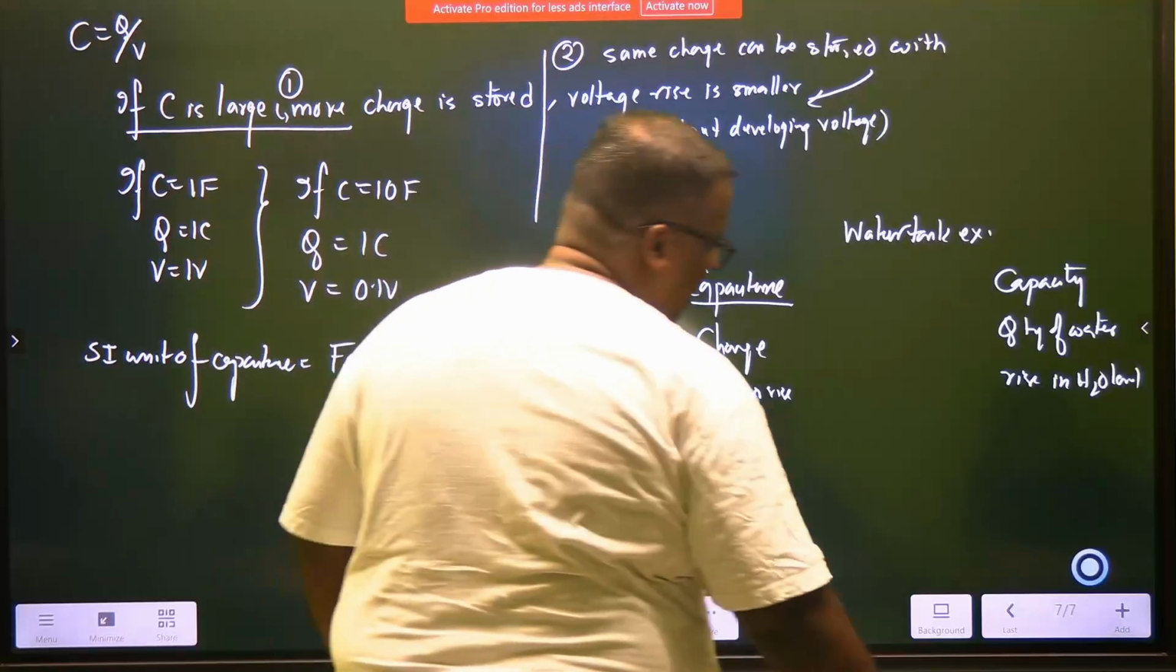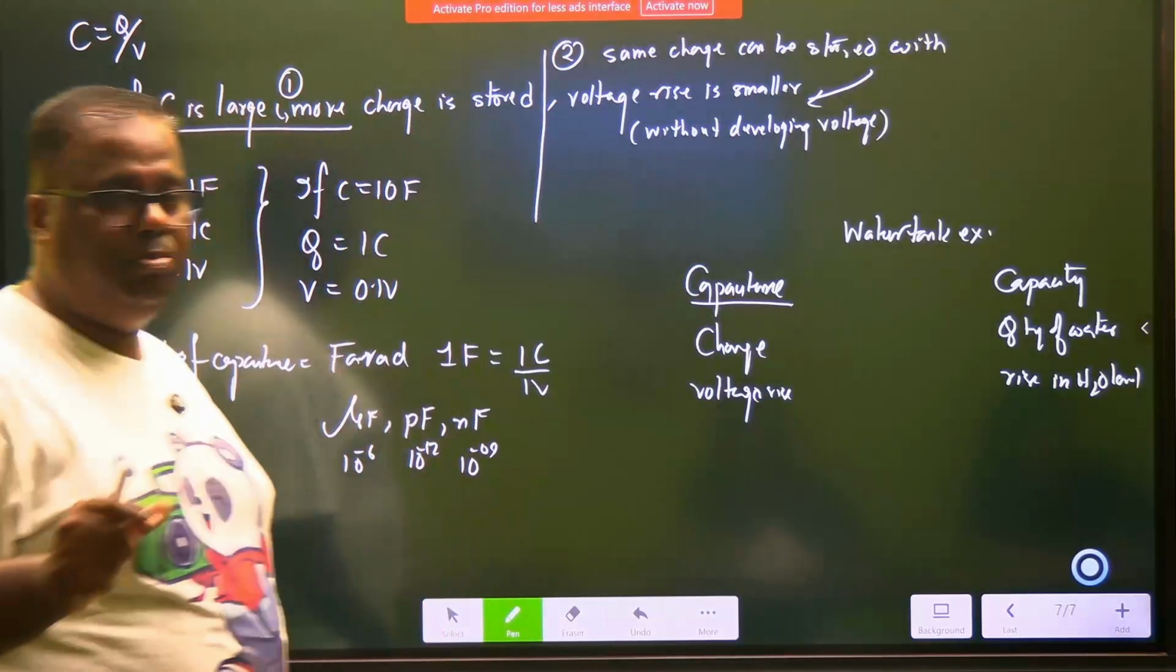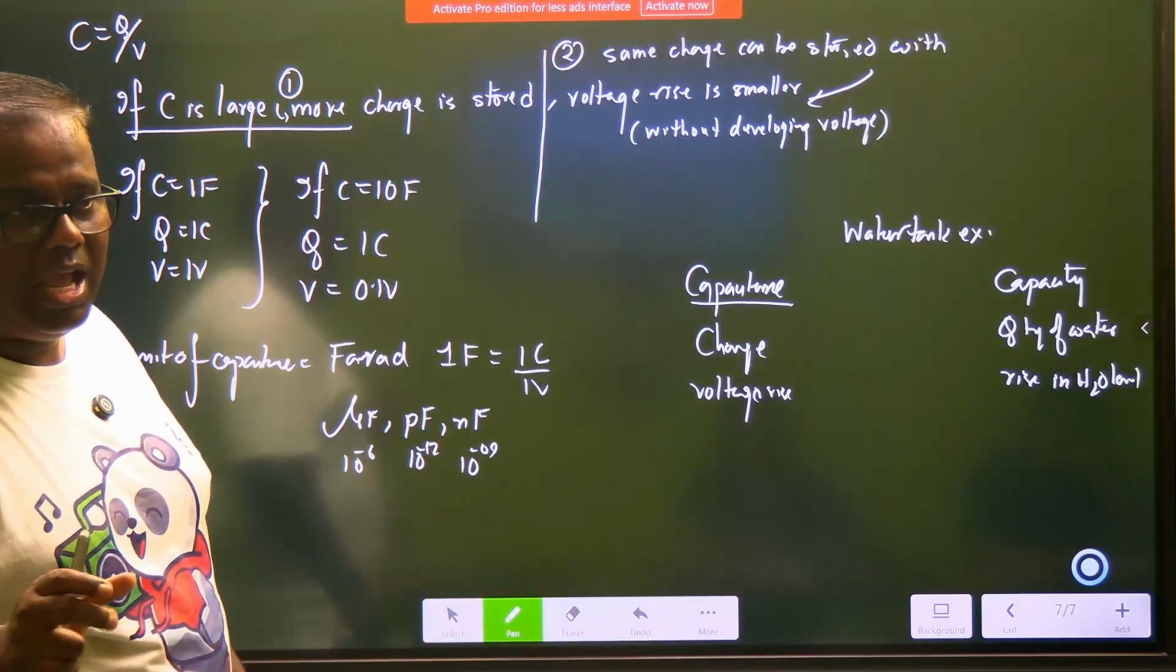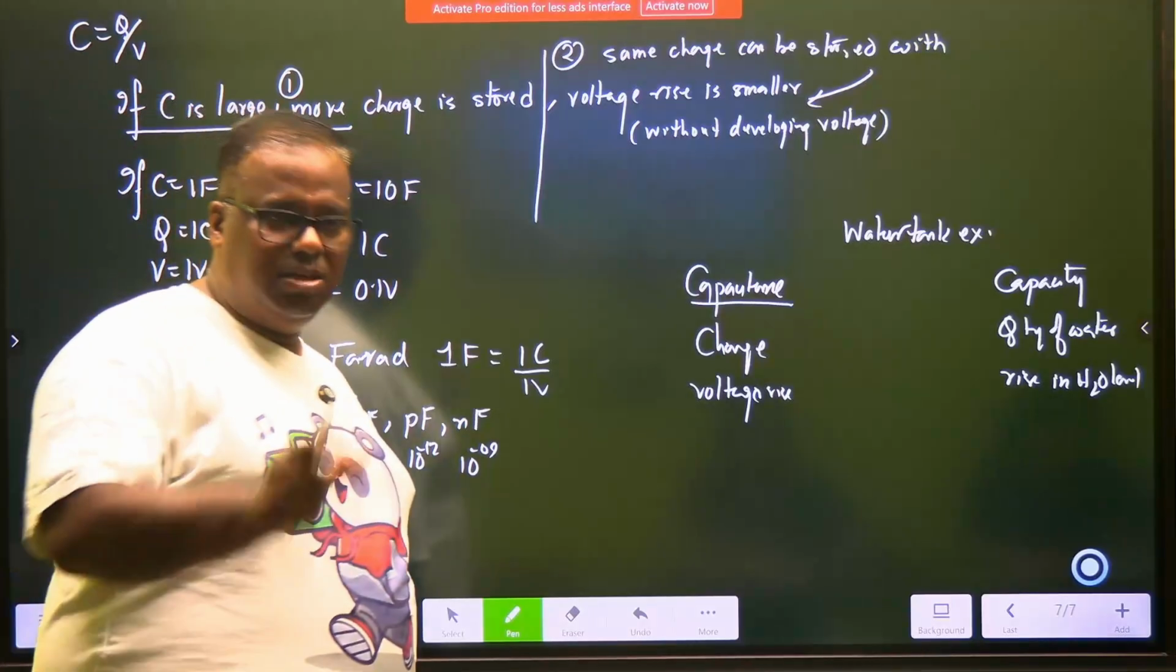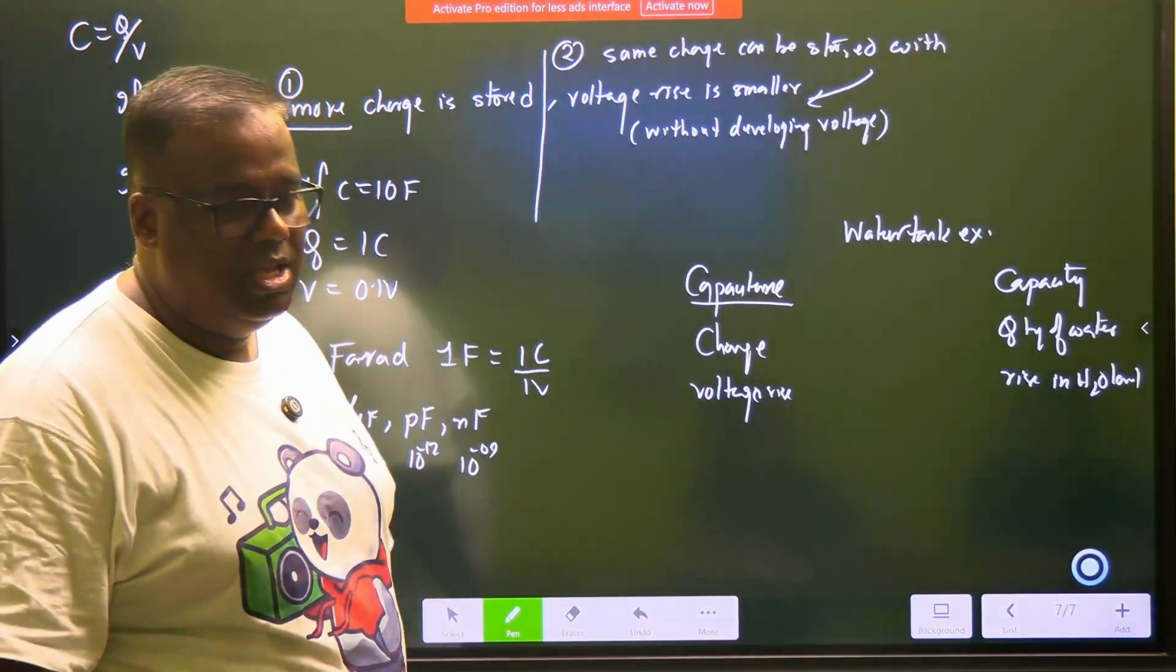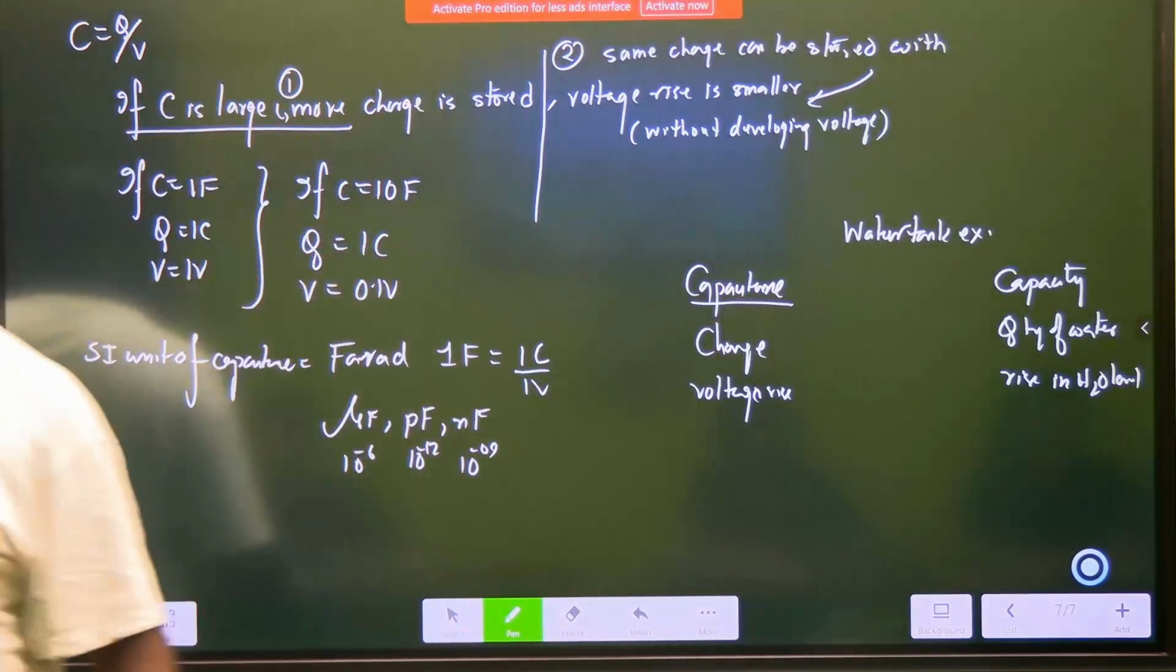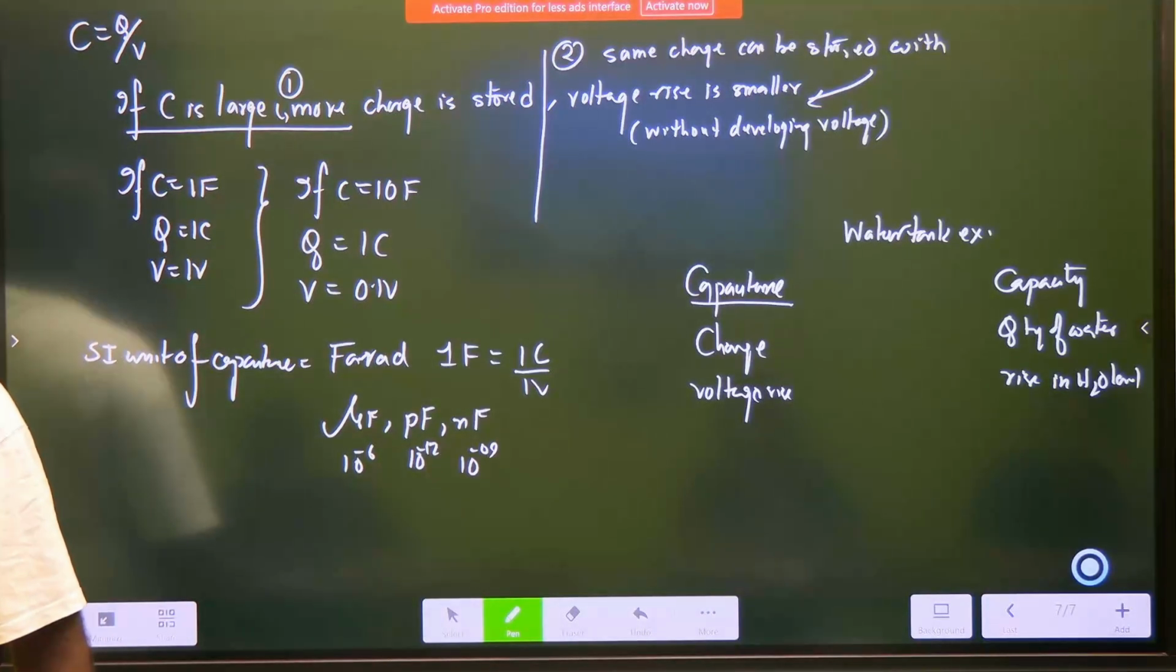Okay. The capacitor was made out of what, beta? Plates and some dielectric. Acha, a capacitor can be made with one plate also. The concept is the other plate is at infinity. You are unable to see it.